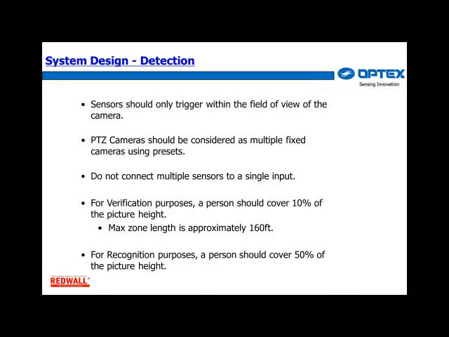So here are some notes on detection. Sensors should only trigger within the field of view of the camera. PTZ cameras should be considered as multiple fixed cameras using presets. Do not connect multiple sensors to a single input. And for verification purposes, a person should cover 10% of the picture height. The maximum zone length is approximately 160 feet. For recognition purposes, a person should cover 50% of the picture height.